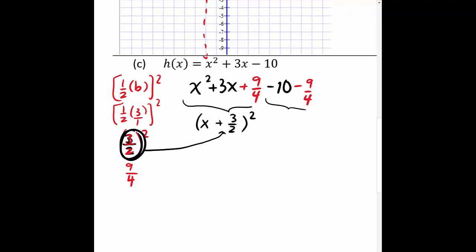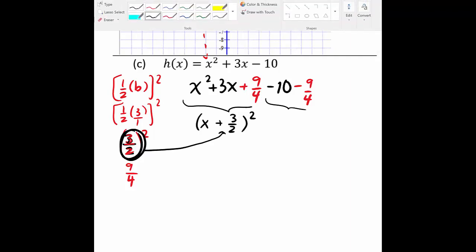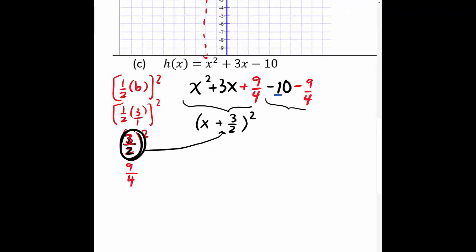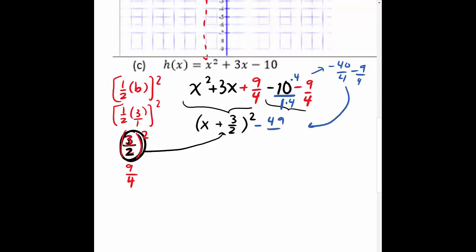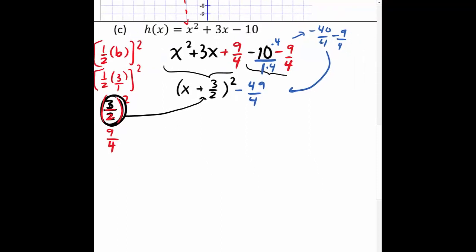And let me combine these guys. I got 10 minus 9/4. I have to put that 10 over 1 and find a common denominator. So I'll have to multiply that guy by 4. So, if you want to, you can kind of show it off to the side. That's -40 over 4 minus 9 over 4, which will make -49 over 4. That's not pretty. Alright, so that's it.